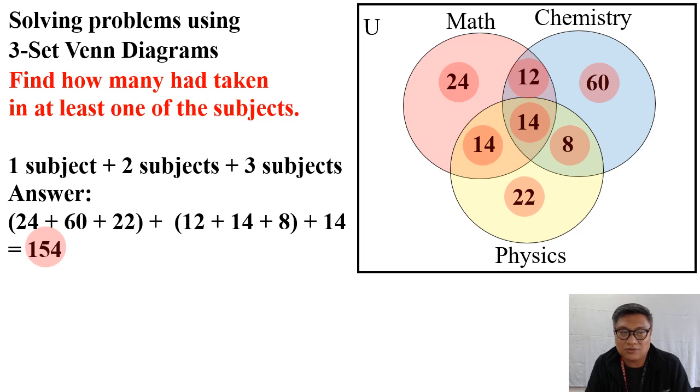154 students. So therefore, there is a total of 154 students who had taken at least one of the subjects. So the word at least, class, means one or more. So since we only have a maximum of three subjects.